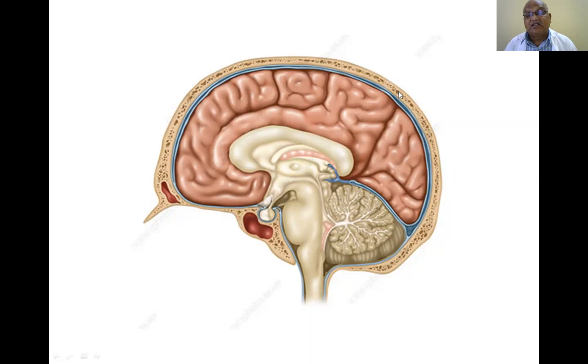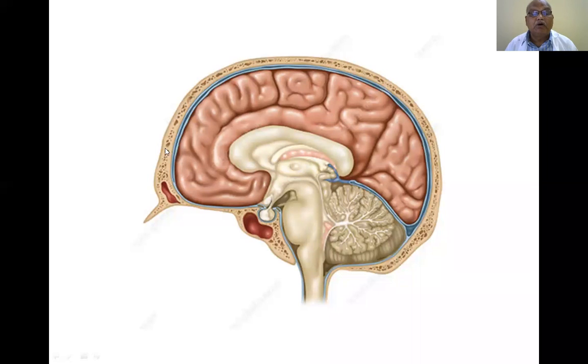Now this is the cerebrum: this is the frontal lobe, this is the parietal lobe, this is the occipital lobe, and the temporal lobe is here, that is in the cut, and that is on the other side. Now this is the cerebellum. This is present in the posterior cranial fossa like this. This is the tentorium cerebelli, so the cerebellum is present below the tentorium cerebelli.